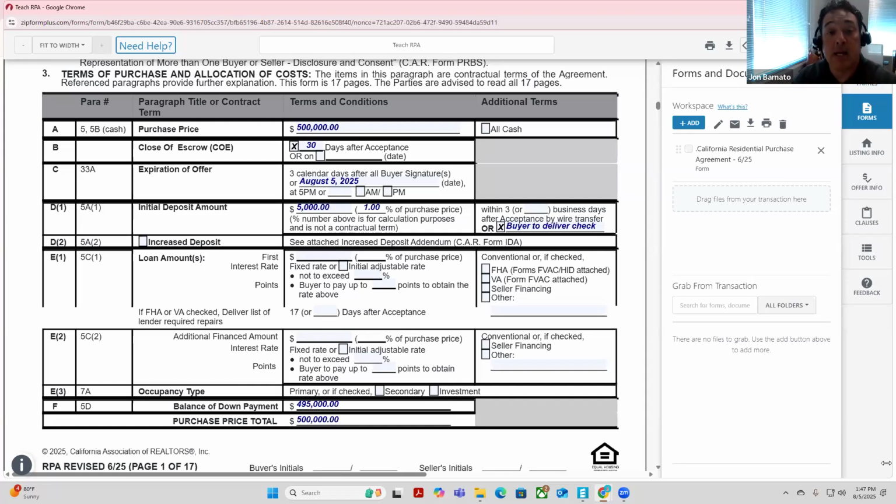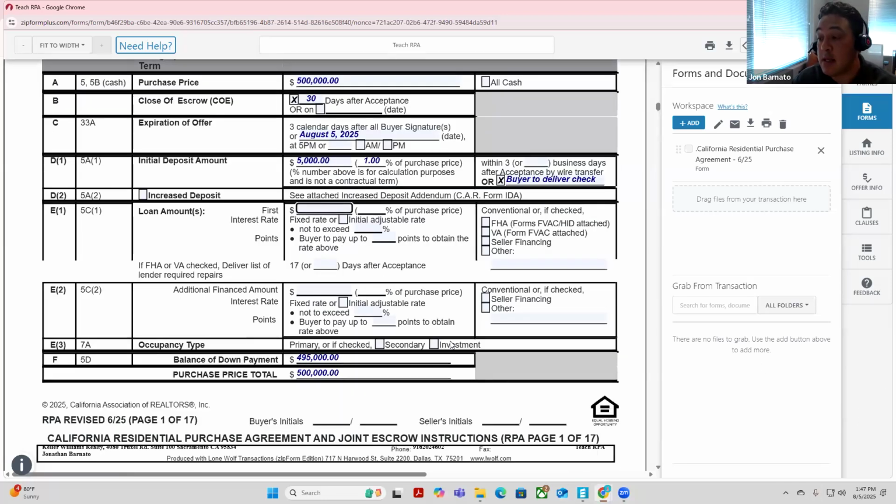Does it make sense? From the seller's perspective, the bigger the deposit, the more serious you think they are about closing. Does that make sense? Because they're willing to put that up as a risk in case they don't close. We clear? Good. All right. And that's why increased deposits happen.